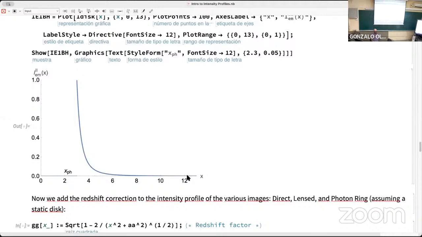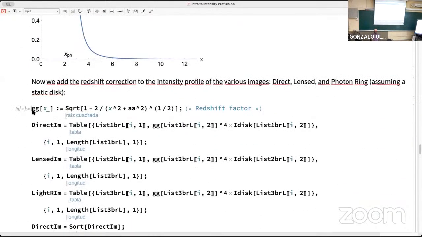What we do, the same thing as before: compute, define the redshift factor, take your list of points. This is the same for all the disks. Okay, this is information about the geometry. So all the information about the geometry is contained in the impact parameter radius relation. Where does it hit? Direct image, one intersection. Lens image, two intersections. Okay, so direct image, lens image, photon ring. We only need to put the specific intensity profile and the corresponding redshift factor.